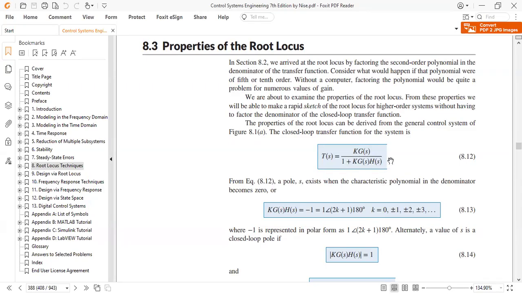So basically, this is the closed loop transfer function that we have, that is Kg of S divided by 1 plus Kg of S H of S. So open loop transfer function was G of S divided by only G of S. And the closed loop transfer function for this was Kg of S divided by 1 plus Kg of S H of S.